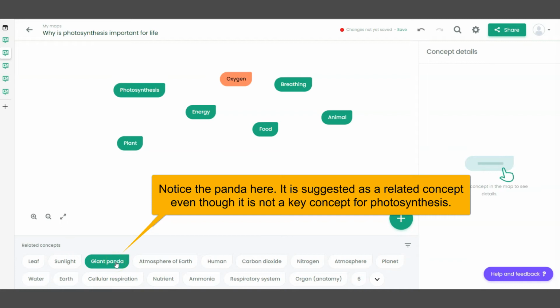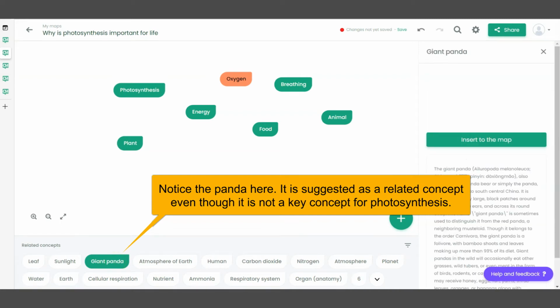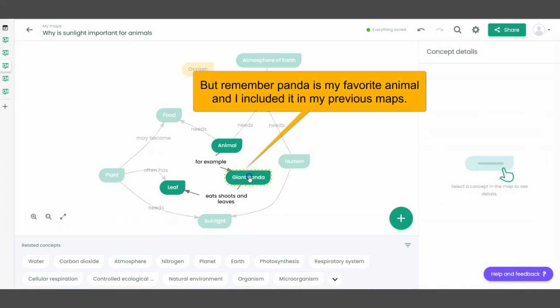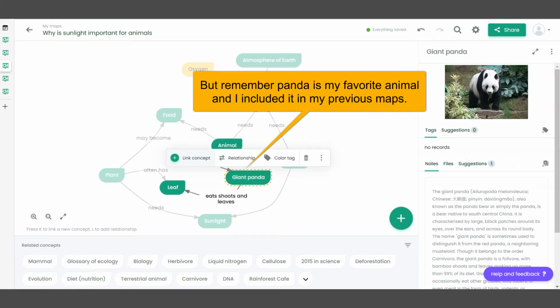Notice the panda here. It is suggested as a related concept, even though it is not a key concept for photosynthesis. But remember, panda is my favorite animal and I included it in my previous maps.